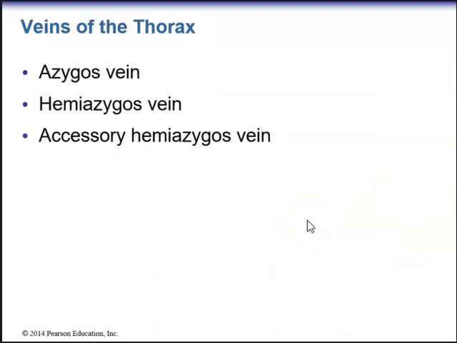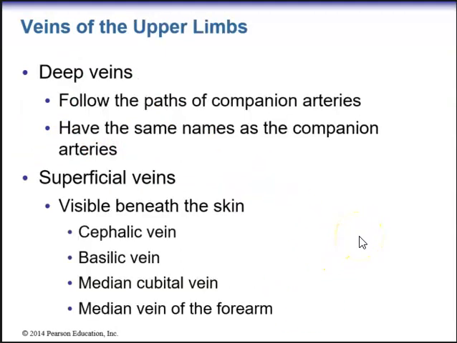Veins of the thorax draining the thoracic structures include the azygos vein, the hemiazygos vein, as well as the accessory hemiazygos vein. Now, veins of the upper limbs. The deep veins will follow the paths of the companion arteries and will have the same names as the companion arteries. Superficial veins are visible beneath the skin, and this includes the cephalic vein, basilic vein, the median cubital vein, and the median vein of the forearm.